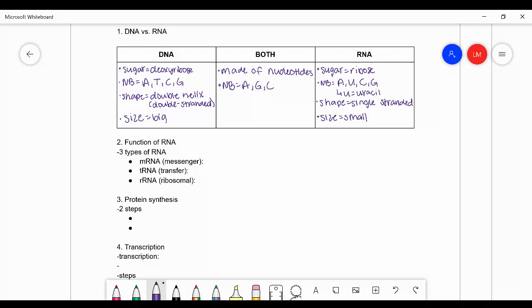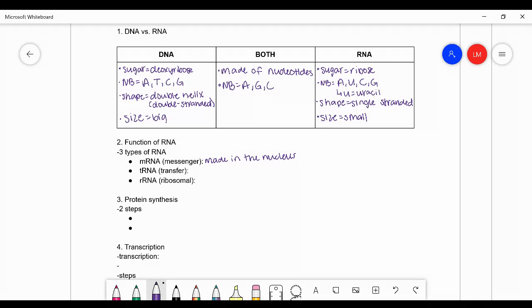Next, we will look at the function of RNA now that we know a little bit more about its structure. There are 3 different types of RNA that each have a little bit of a different job. So the first one, and the one we'll talk about probably the most, is called mRNA, where the little m stands for messenger. And this type of RNA is made in the nucleus. And we'll talk about exactly how that happens in a few minutes.